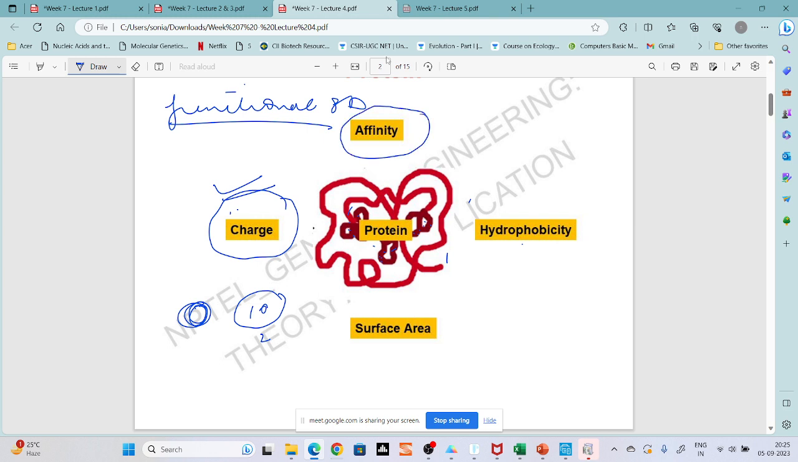Then comes your affinity. So affinity means there are two proteins X and Y, and there is a molecule matrix which is A. This X has very great affinity to A, whereas Y does not have any affinity to A. So certain proteins have the characteristic affinity to certain molecules, and that affinity can also be exploited to separate the protein. So there are different kinds of adsorption chromatography, and all of them are based on exploiting the different properties of proteins. It can be charge, it can be surface area, it can be hydrophobicity, it can be affinity. Okay.